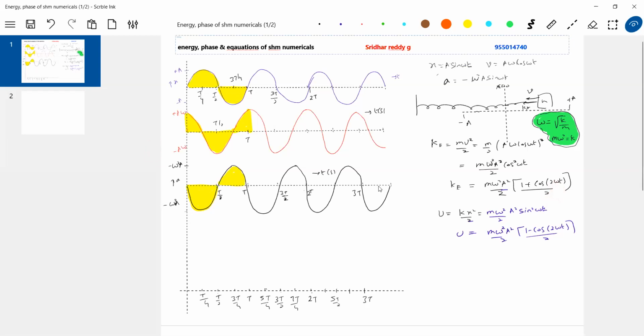One thing I'm very sure, where velocity is 0, when the speed is 0, the kinetic energy must be 0. Here at T by 4, what should be the kinetic energy? Should be 0. At T by 2, what should be the kinetic energy? Maximum. At T by 2, it should be maximum. Again, at 3T by 4, it should be 0. So therefore, the curve, please try to notice the curve. So I'll go for the red and green color one.